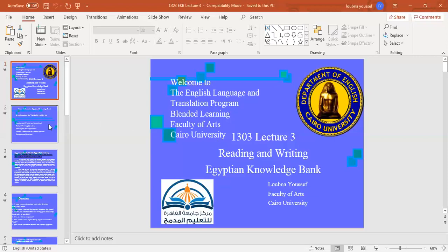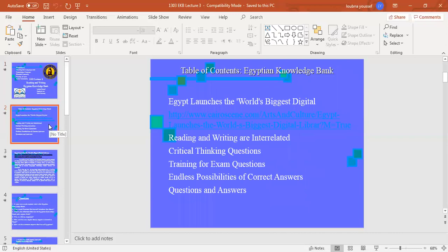Now, let me go to the second slide, which introduces the table of contents. As I told you, we start by reading. So we're going to read a short passage that introduces the launch of the Egyptian Knowledge Bank.